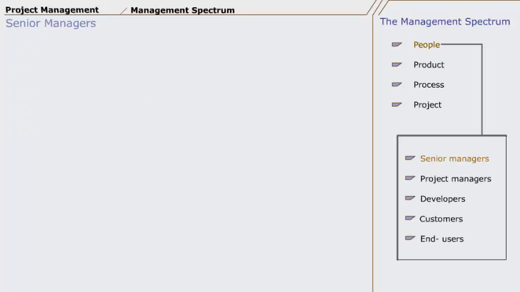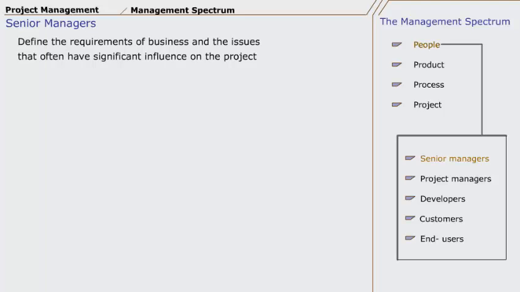Number 1 is senior managers. These persons define the requirements of the business and the issues that can have significant influence on the project. To understand the concepts, consider a multimedia project for the development of course material containing CDs for distance learning students of a university. In this project, the job of senior managers is to identify the requirements for completion of project.